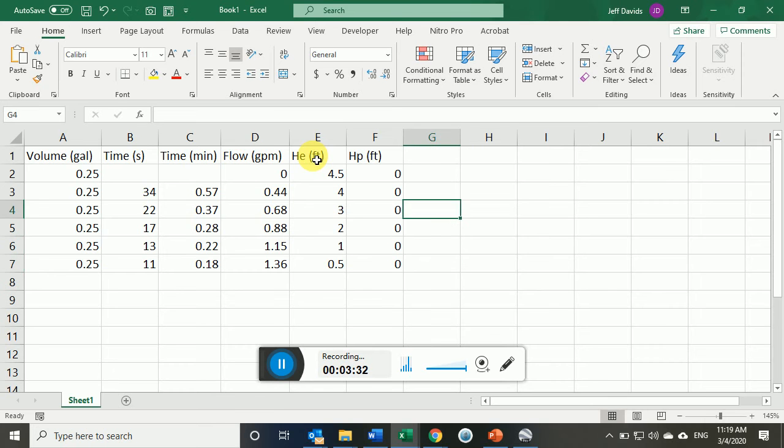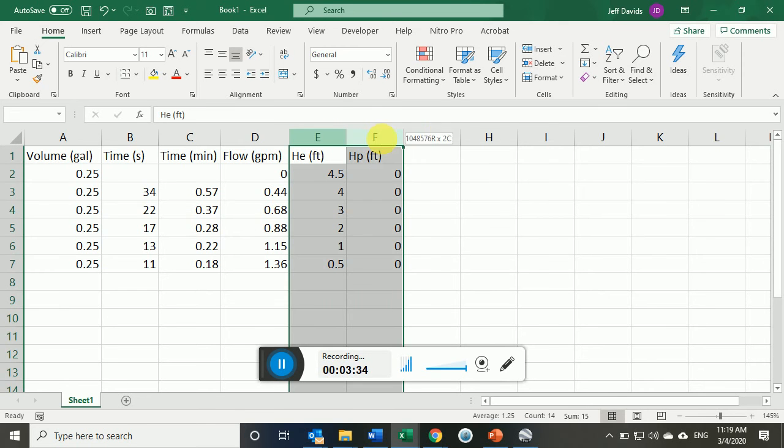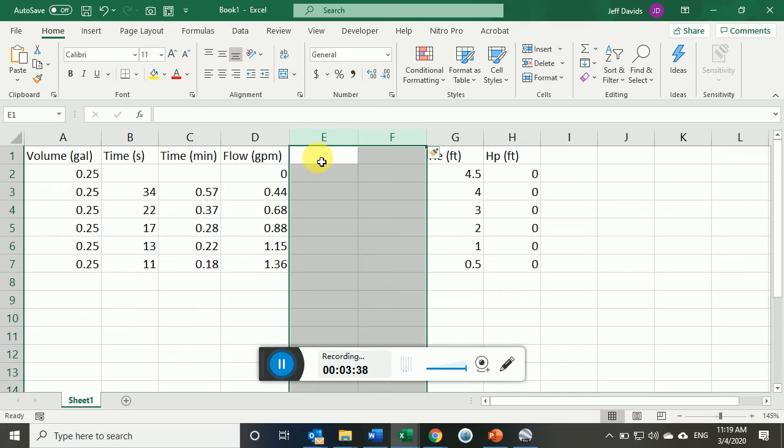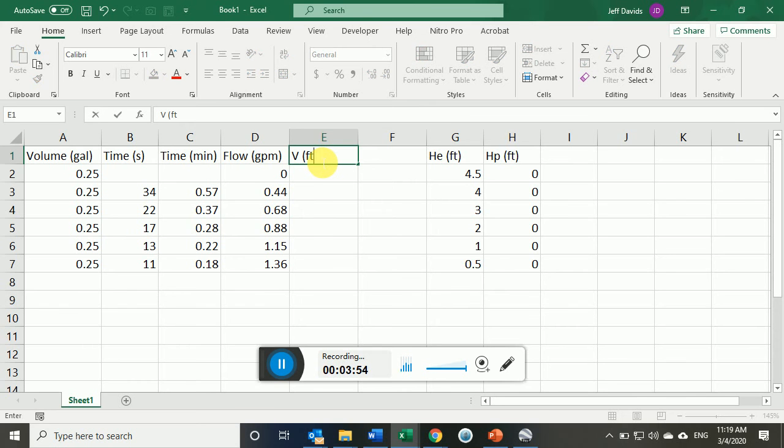What about my velocity head? In fact, I'm going to insert a couple more columns over here, because for velocity head, what do we need to know? We have to know our velocity to start with. Exactly, and for our velocity, we have to know our inner diameter. So let's do a velocity calculation. Let's do V, and that's going to be in, say, feet per second. And what's our equation for velocity? 0.408 times the flow in gallons per minute, divided by inner diameter squared.